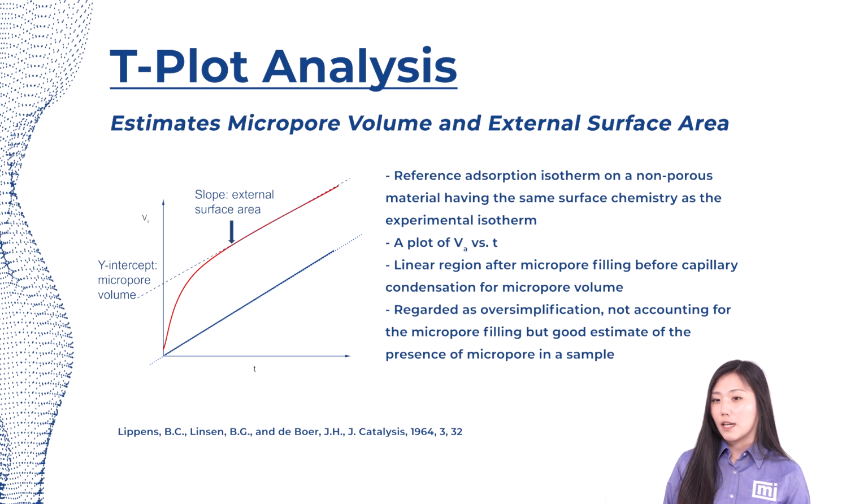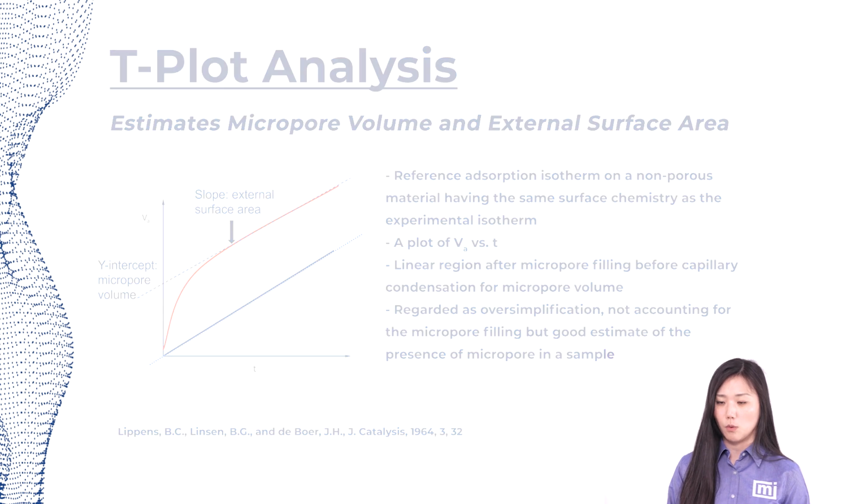This method is regarded as an oversimplification, not accounting for the special nature of the micropore filling, but it still serves as a good estimate of the presence of micropores in a sample. The advantage of this method is that we can collect the simple nitrogen analysis without the micropore analysis, collecting the very low pressure data, and still we can estimate the presence of the micropores.